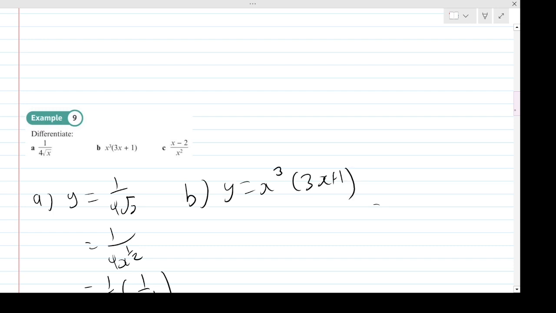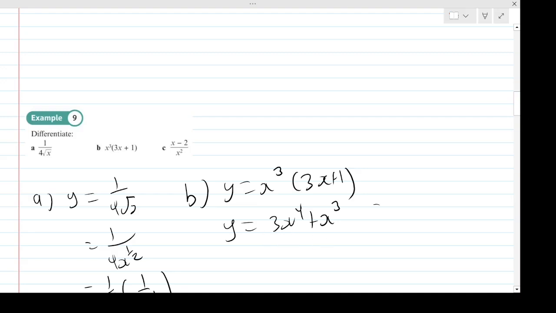Part B, we now have y is x cubed times 3x plus 1. Again, I can only add x's together. What's going on here is I'm timesing two bunches of x's together. I need to expand the bracket. So y is then going to be x cubed times 3x, that'd be 3x to the 4, add x cubed. Now I'm in a position I can differentiate each term individually.